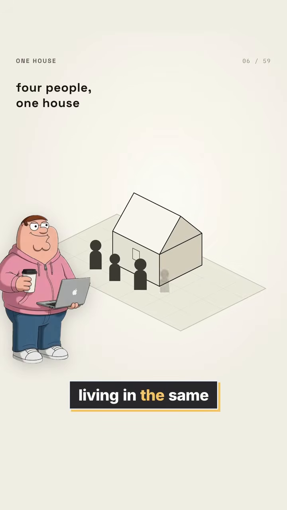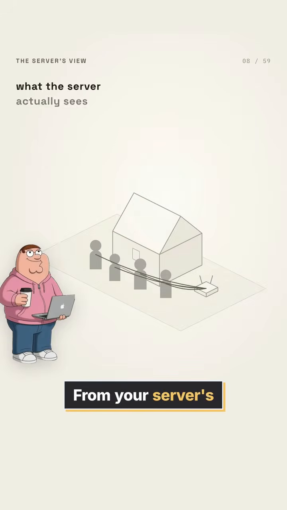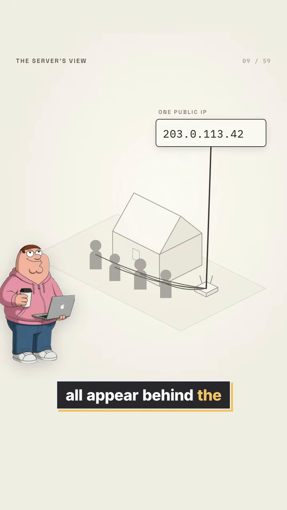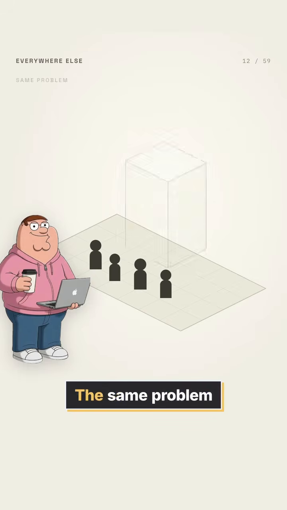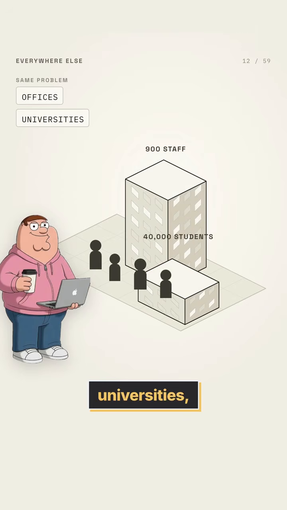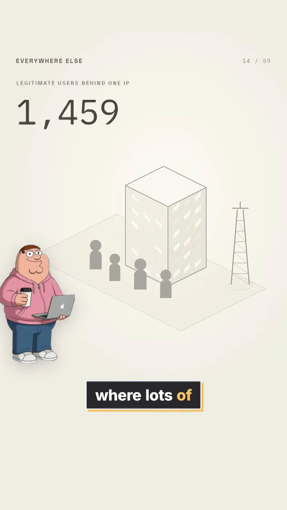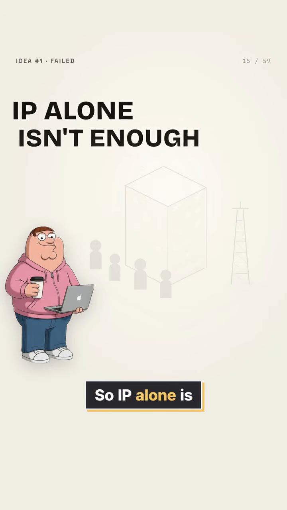Imagine 4 people living in the same house. They all use the same Wi-Fi. From your server's point of view, they may all appear behind the same public IP address. So if one person uses the trial first, everyone else could get blocked. The same problem happens in offices, universities, hotels, or mobile networks, where lots of legitimate users can share an IP. So IP alone is not enough.